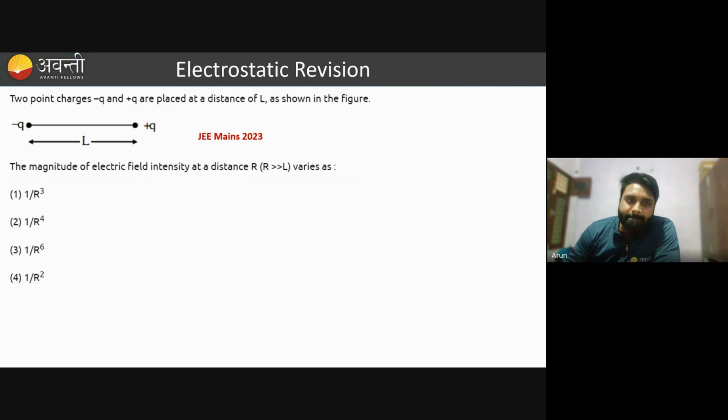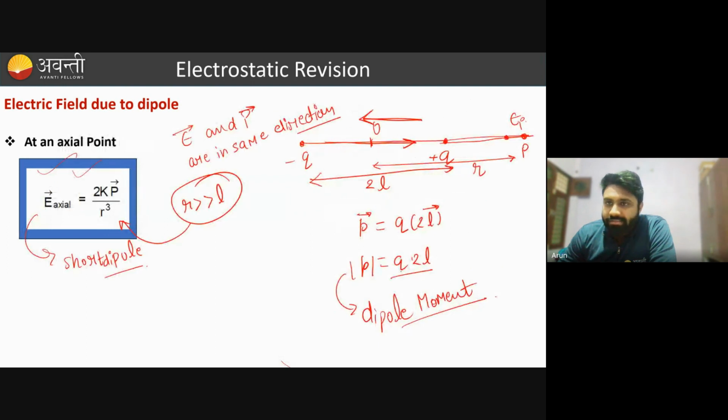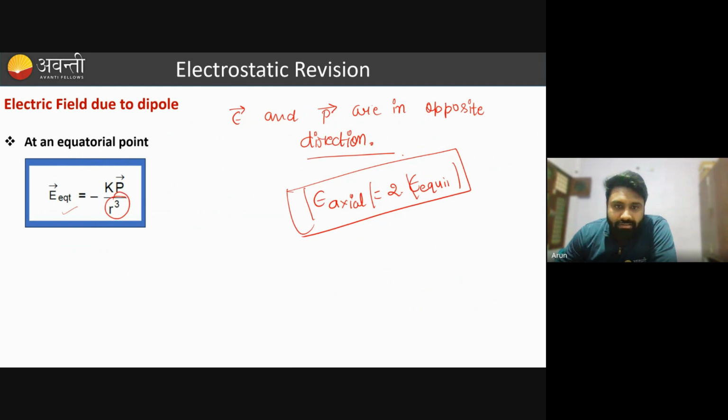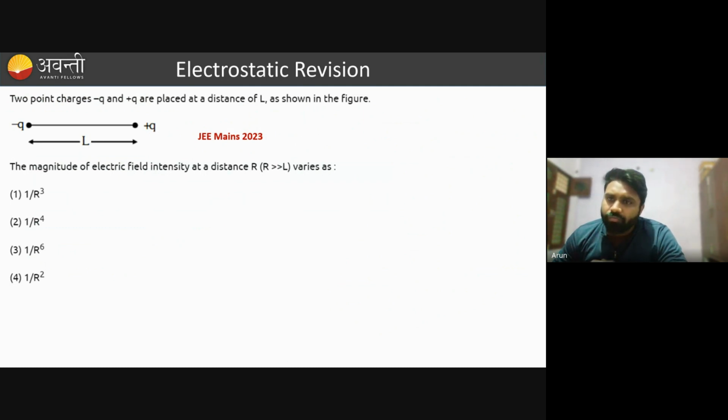Okay. So here we know that in the previous cases, in most of the cases, in the axial position, the equatorial position and at the general position, the electric field varies as 1 upon r cube. So if you remember the formulas, the axial and the perpendicular, you will see that the electric field varies as 1 by r cube, or capital R is given here, so 1 by capital R cube. So option 1 is the correct option.